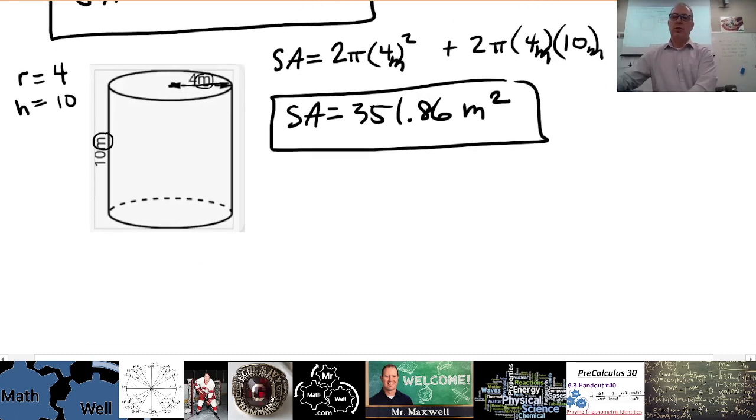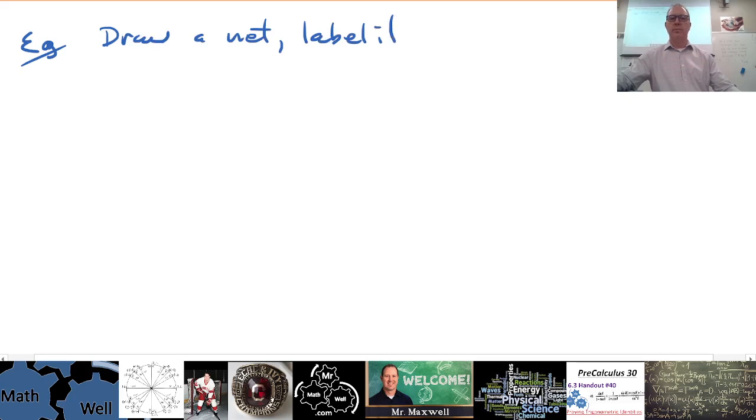Okay. What I want you to do, because some of you guys look pretty confident in this, here's another example. I want you to draw a net. Draw a net diagram. Label it, and calculate surface area.